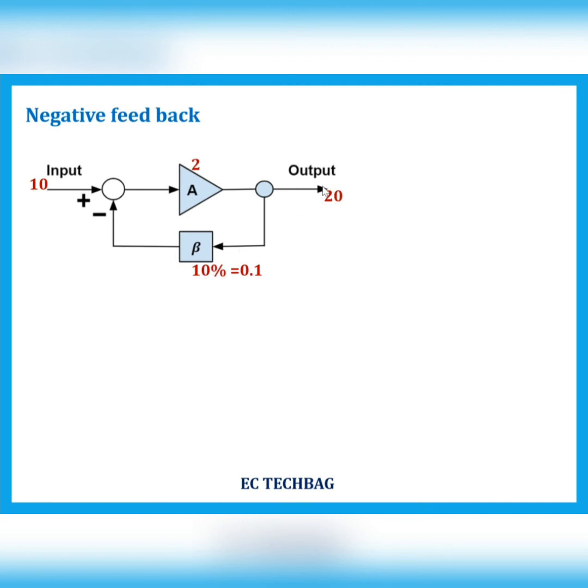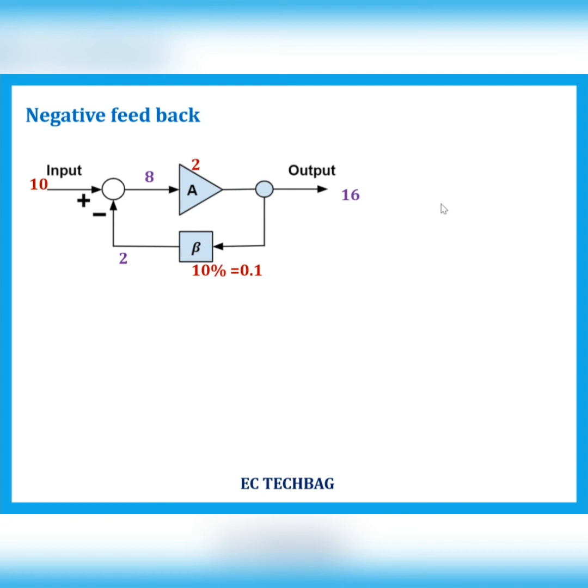Then 10% of this output voltage is fed back to the input. So 10% of 20 is 2. So 2 is fed back to the input. It opposes the input, so it gets subtracted from the input. So now the input is 10 minus 2, that is 8, which is applied at the operational amplifier. It gets amplified and the output is 16. 8 into 2, 16. So before feedback, we have 20. Now the output is reduced to 16. So the negative feedback reduces the output voltage.